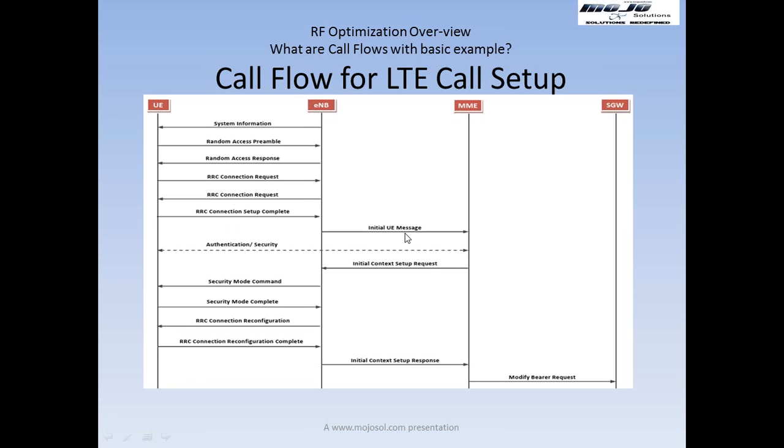Then initial UE, once the authentication is done, the RAB is established, modified radio access bearer. So our objective is RAB. The traffic channel in LTE is called E-RAB, enhanced radio access bearer. In UMTS it is called RAB.